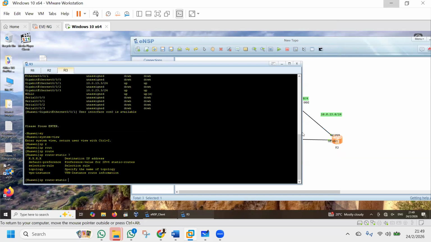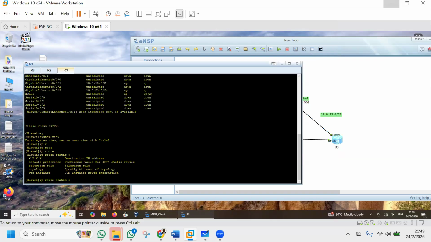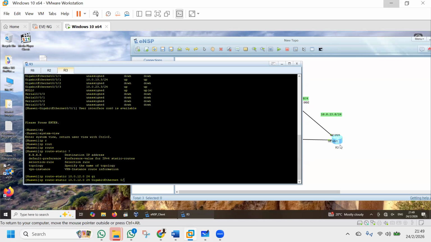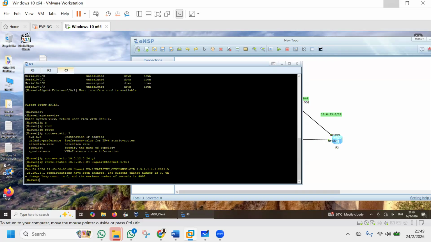This is R3. So from R3, I want to get to this one, 10.0.12. Cannot advertise a network, it's weird. Let's start with the network first, via the exit interface, GigabitEthernet 0/0/1. Done. We've changed the current number to 3. We change loopback. And let's also advertise. Okay, that one is advertised.